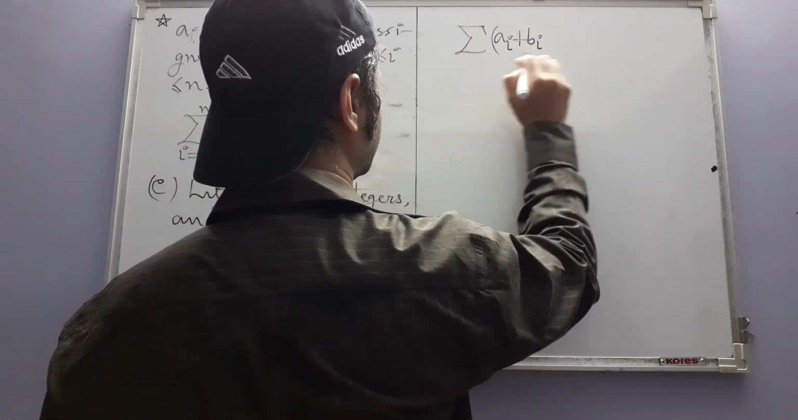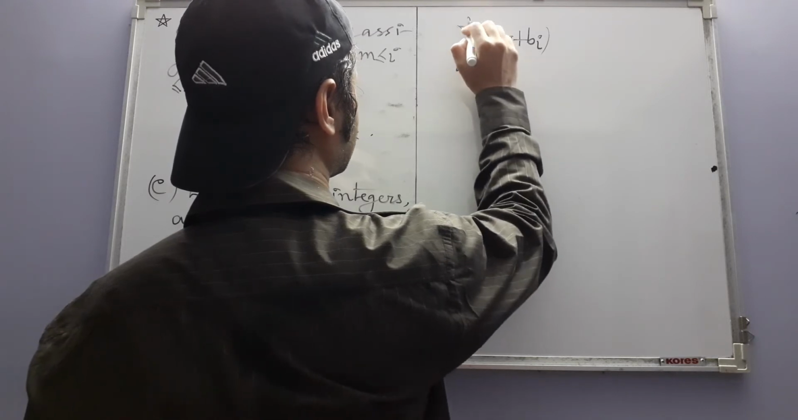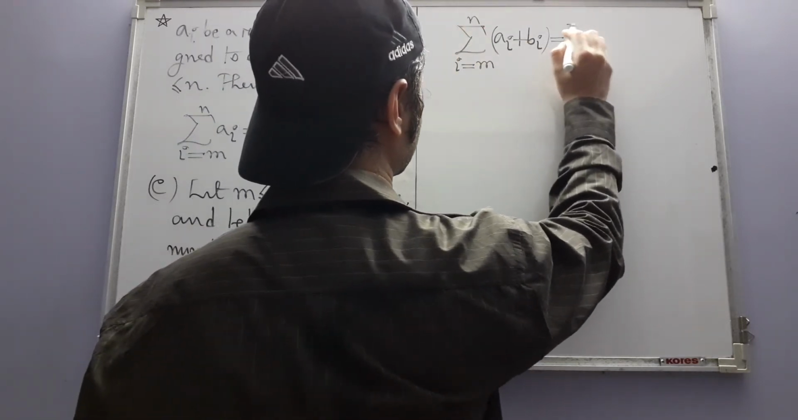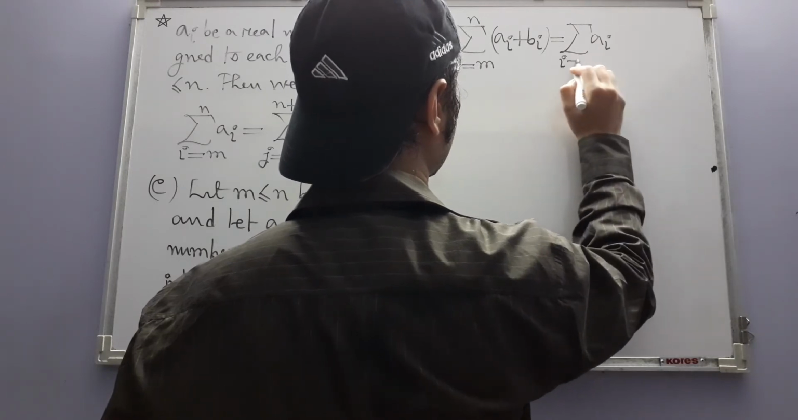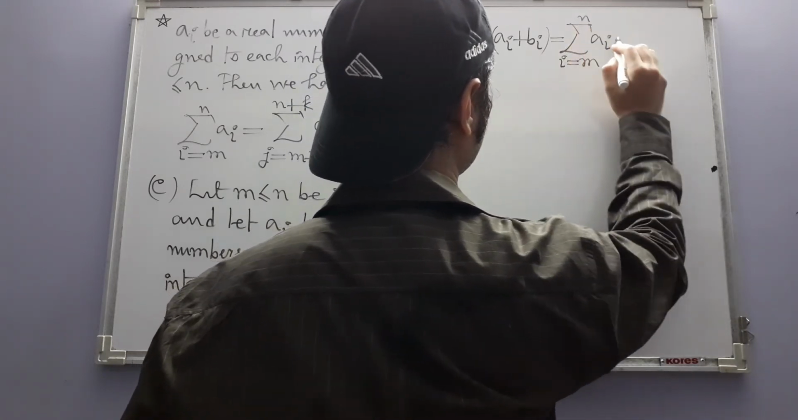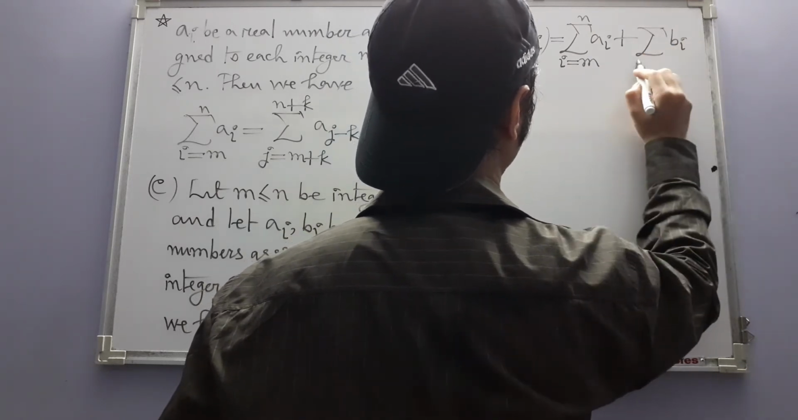The summation of a_i plus b_i is equal to summation a_i plus summation b_i.